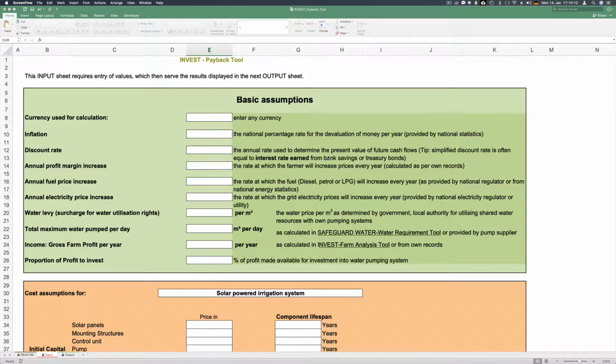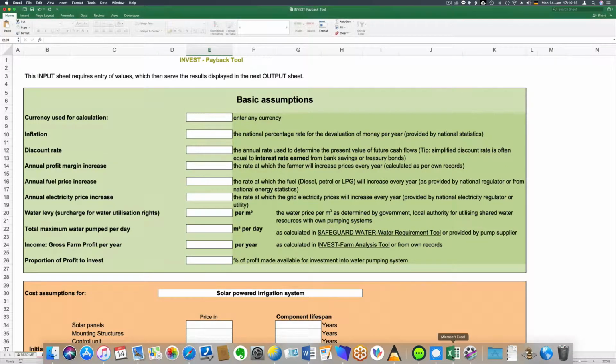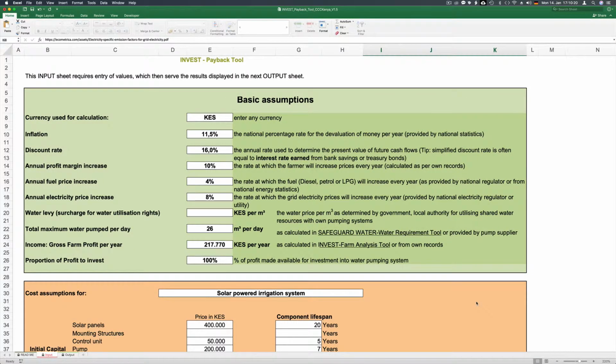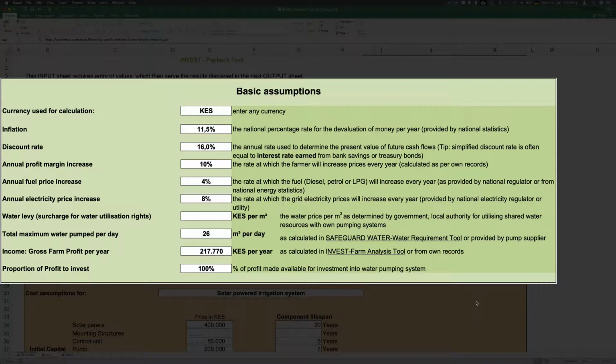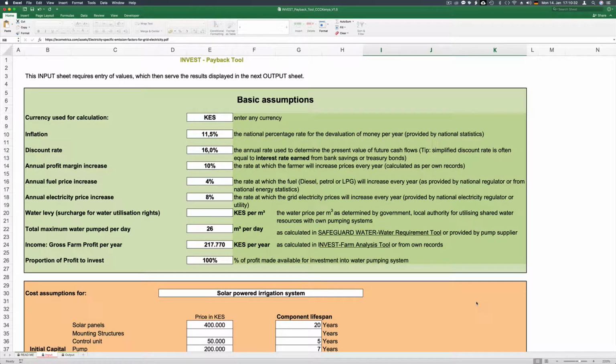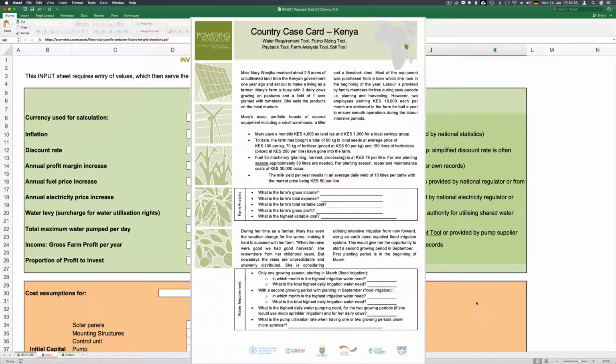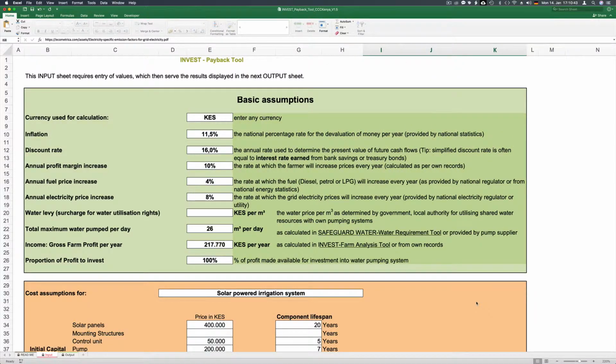We go right away to the input side. Here we want to put in the data for Mary's farm from the country Cascade, Kenya, and start with the basic assumptions. As you can see, there is a lot of data to be filled in. In a normal case, you will use the data from the farm or from your client. For our example, we took all of them from the Cascade, Kenya, as it can be found on the Energypedia website. The input required is explained for all the data.